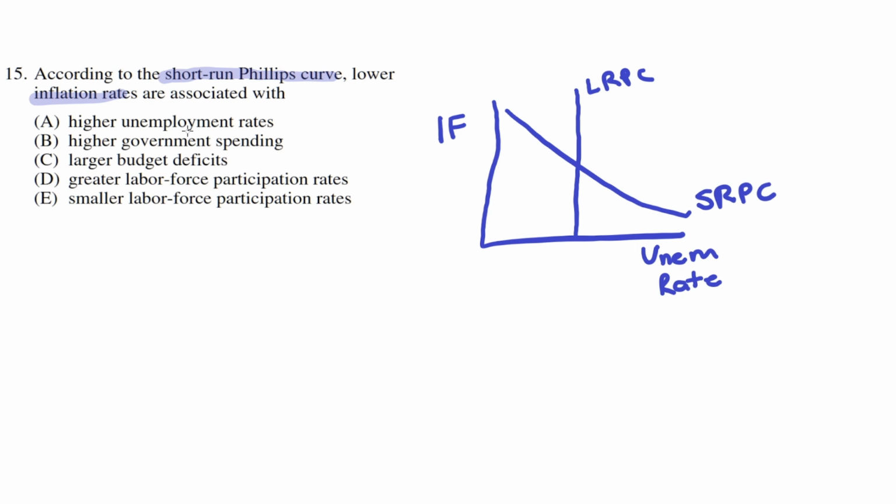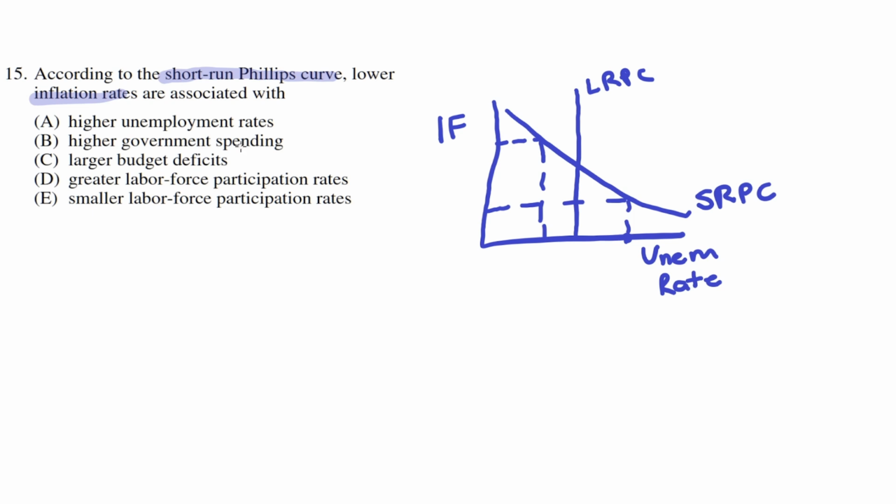A. Higher unemployment rates. So this seems to be the correct answer because lower inflation rates, which would be some level down here, are associated with high levels of unemployment, because this curve is out here at this point. But a high level of inflation, which would be up here, is associated with a lower level of unemployment. So it is true that lower inflation rates are associated with higher unemployment rates. So A seems to be the correct answer.